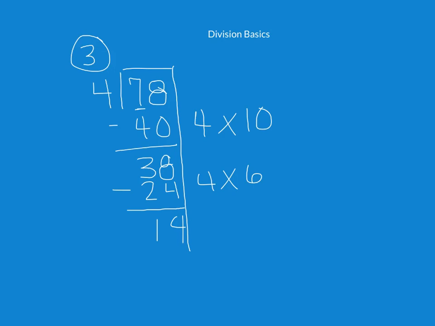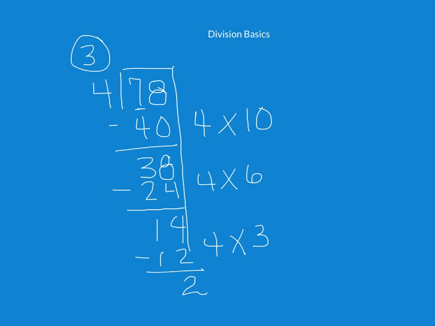I know that 4 times 2 is 8, that's 16. 4 times 2 is 8, so I could do that, but I know 4 times 3 is 12. So I think I'll put 3 in each group, so 4 groups of 3, and that would be 12. And I have 2 to still put in equal groups.